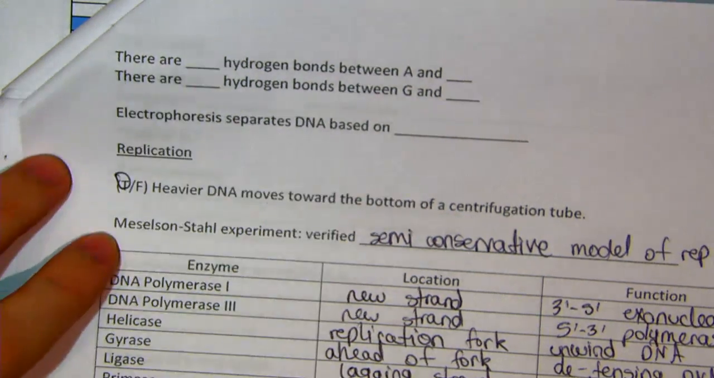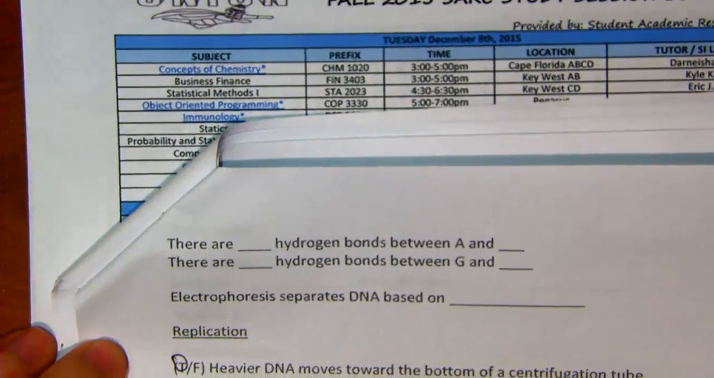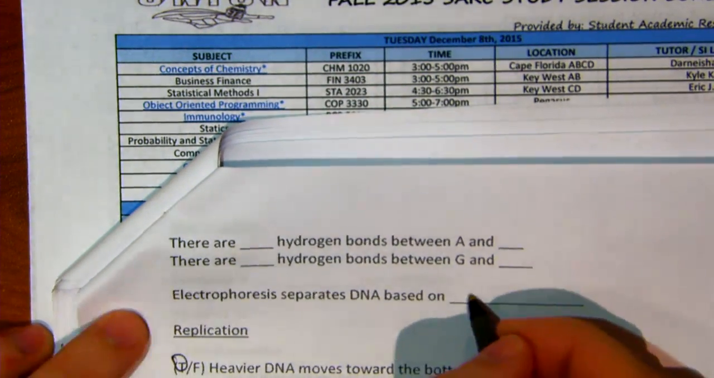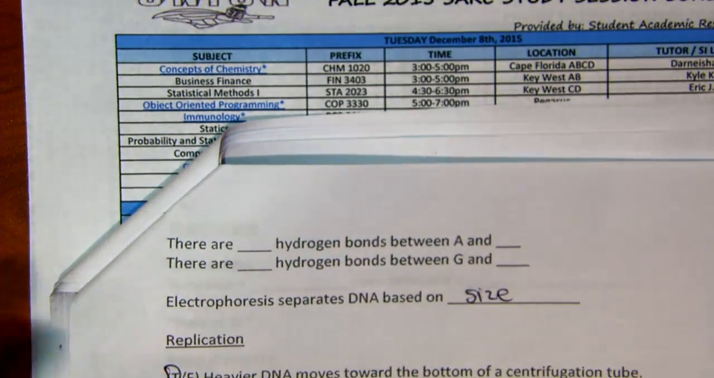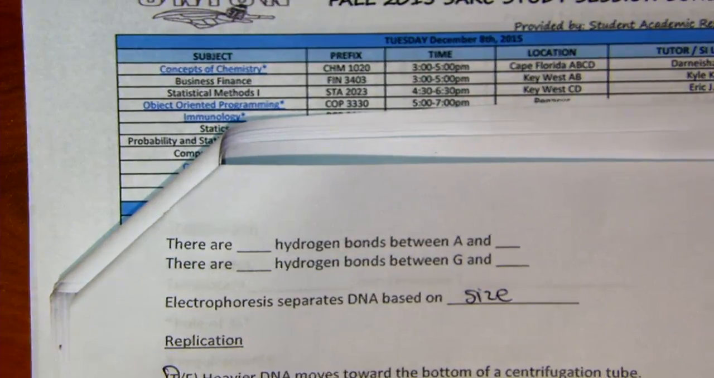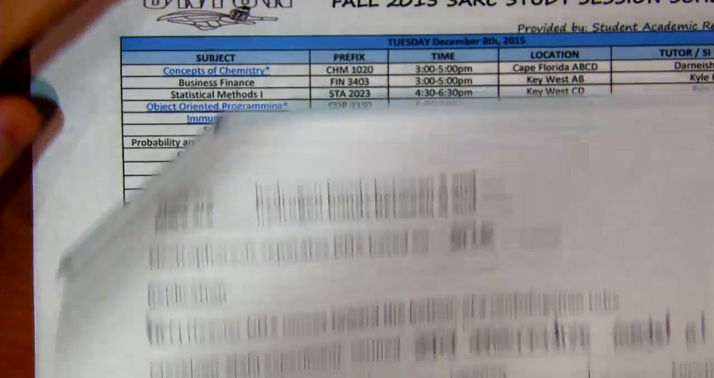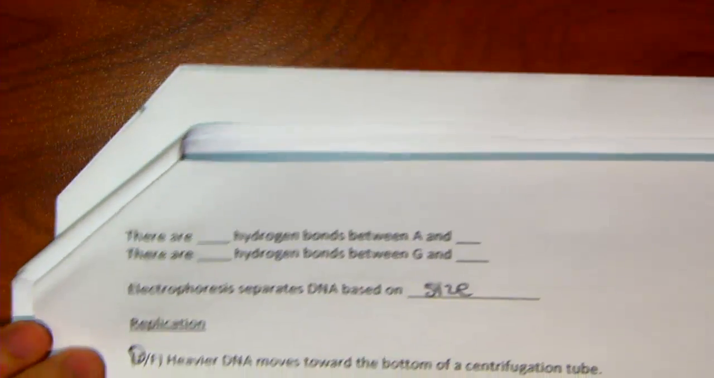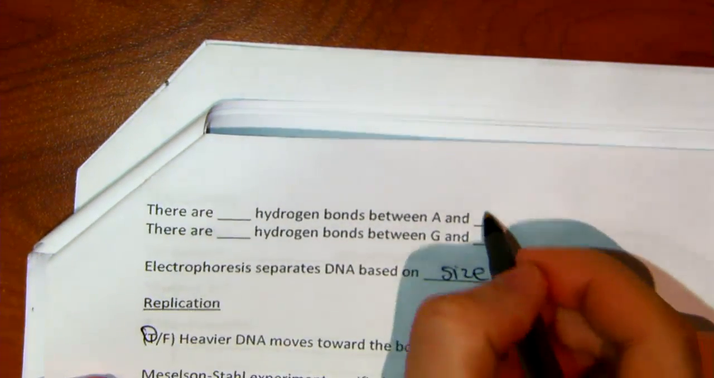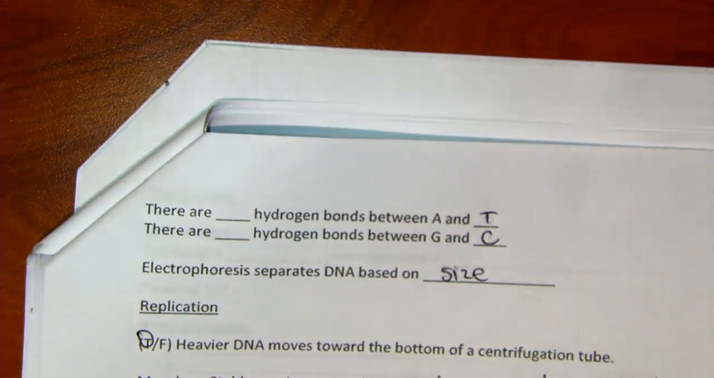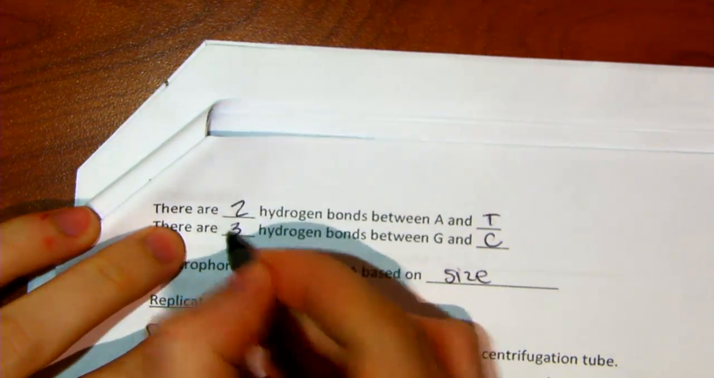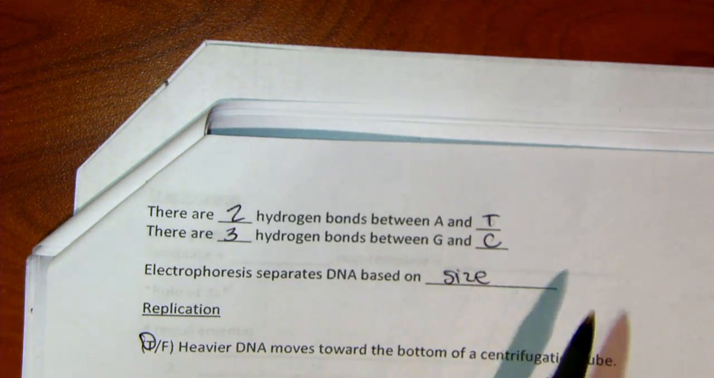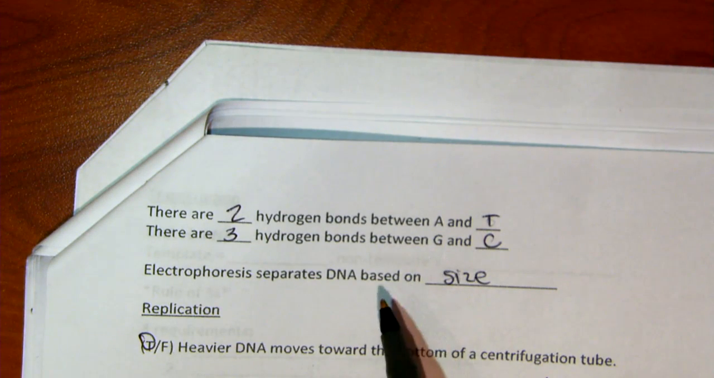Okay, yeah. What does electrophoresis separate DNA on? Good, size. Bigger the DNA is, the harder time it's going to have moving through that gel. Smaller DNA fragments can move through the gel very quickly. What does A bind to? T. G binds to C. How many bonds are there between A and T? 2, which means there are 3 between G and C, which means the more G and C bonds you have, the stronger your DNA is.